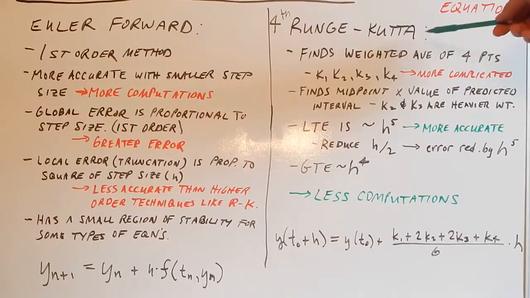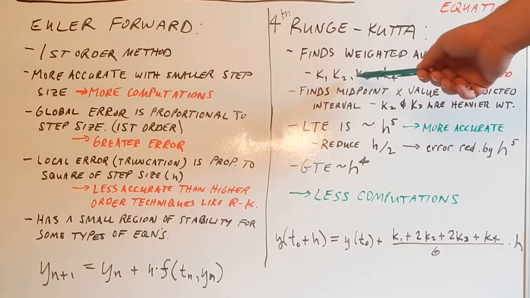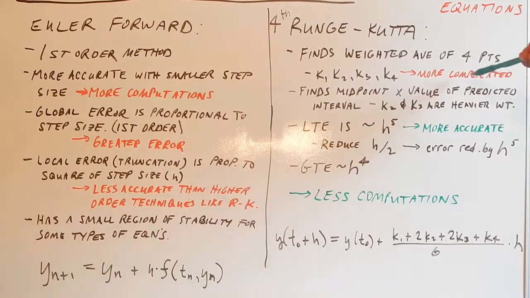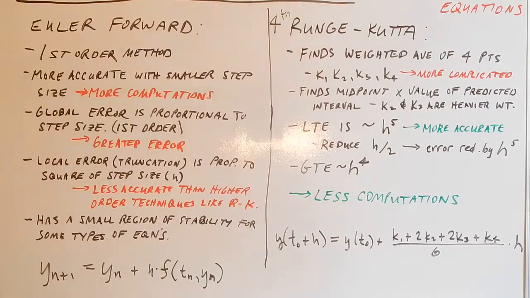For the fourth order Runge Kutta method, the Runge Kutta method finds a weighted average of four slopes, K1, K2, K3, and K4. I guess you could say one negative about this is it's more complicated, but with modern computers and computational power, you can write code that repeats all the steps, and I guess this really isn't a significant issue in my opinion.